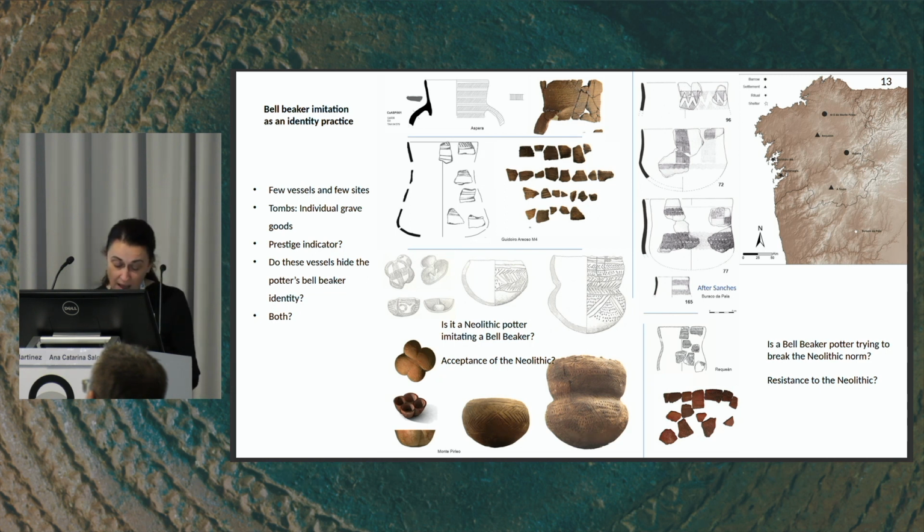All these vessels have one thing in common. They are more carefully manufactured than the Neolithic productions, and in burials, they are part of individual grave goods. Could these pots express prestige? This imitation could be part of an identity strategy that may have many meanings, maybe status on the local level within the Neolithic community. This could be a way of accepting the Beaker identity, or, in a community identity, a way of expressing Neolithic versus Beaker. I don't know.